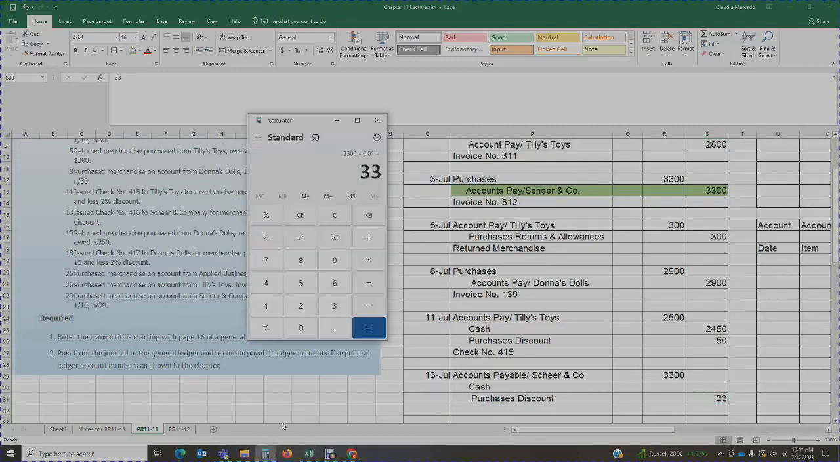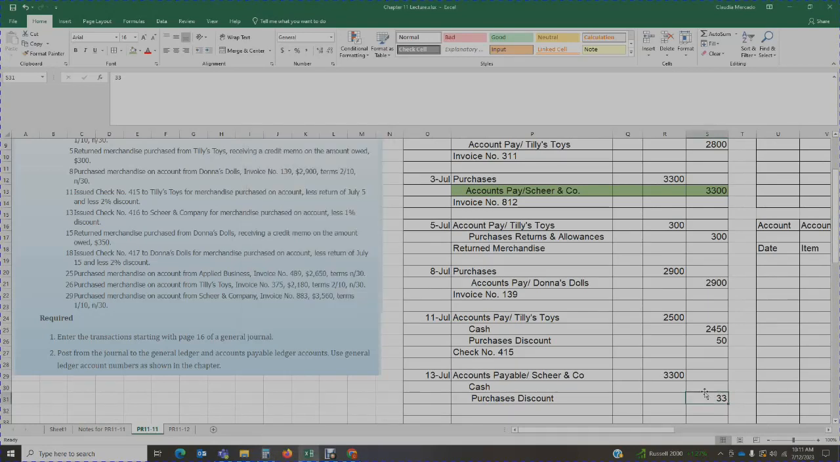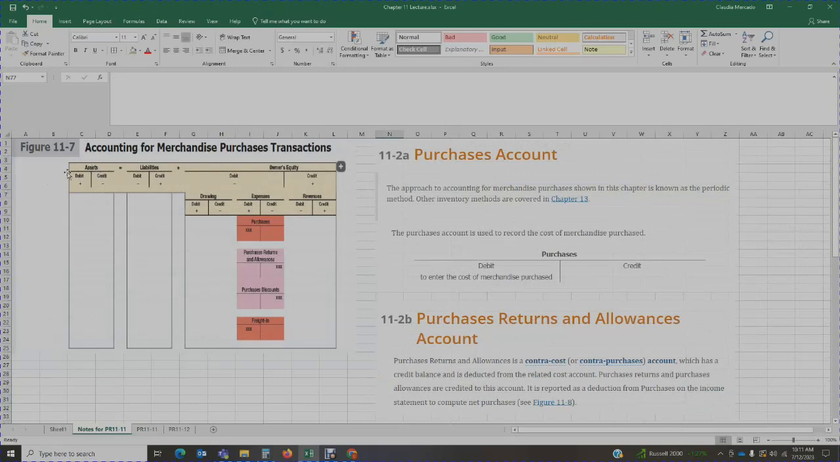Okay, so now we know that we owe $3,300. We've got a discount of $33. So the actual cash that's going to get paid out is $3,267. Okay, and when we pay, we make a payment with cash. Cash decreases, and if you look, cash is an asset. If cash decreases, then you credit the account. A minus is a decrease, a plus is an increase. So cash is an asset and it is decreasing, so I would therefore need to credit my cash.